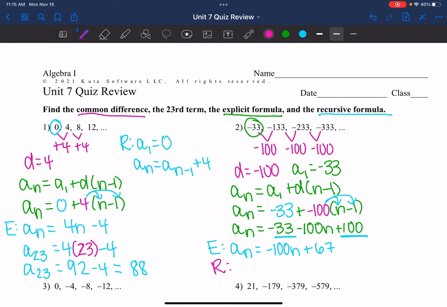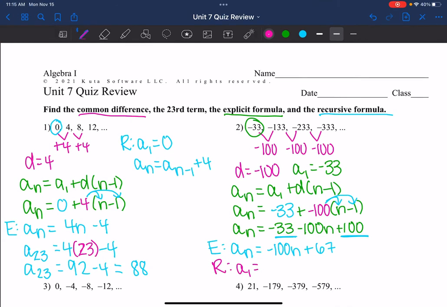So I'll go ahead and write that right here. So I've got my first term equals negative 33. And then I have a sub n equals a sub n minus 1, and then plus my common difference, which would be negative 100. Then to find my 23rd term, I'll write that over here.